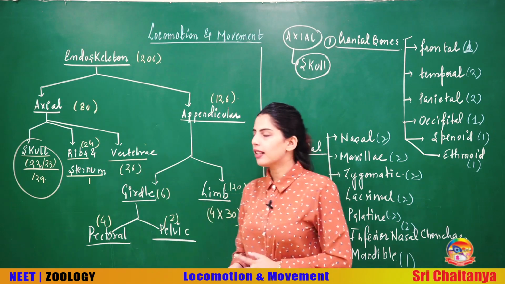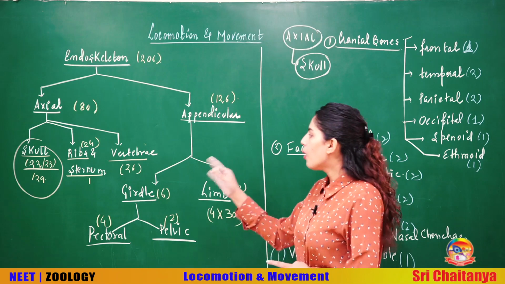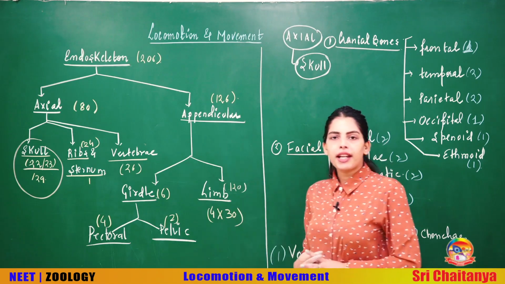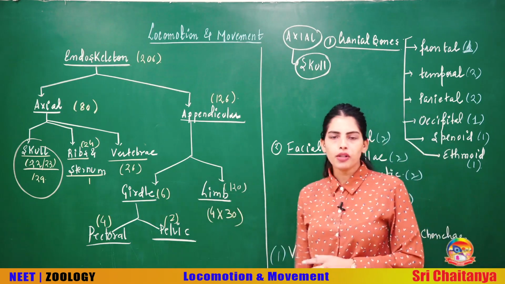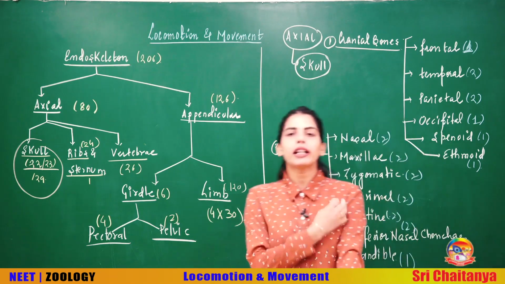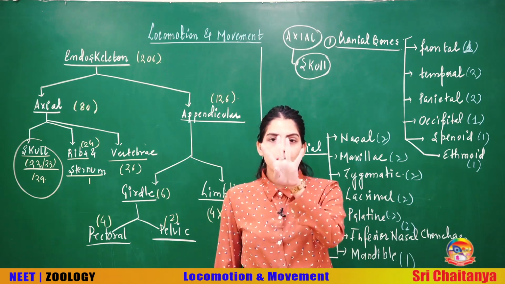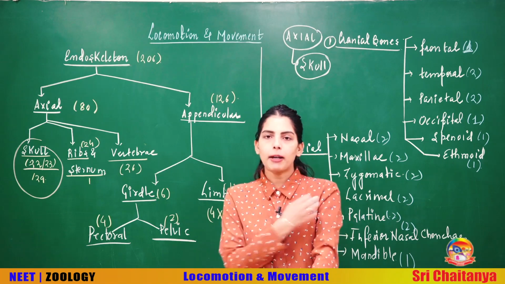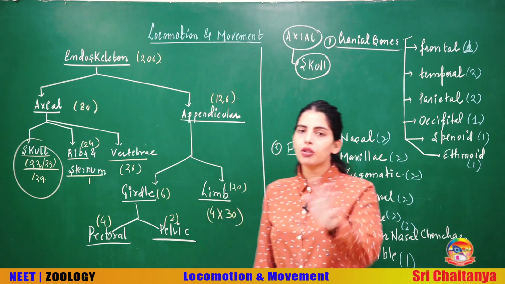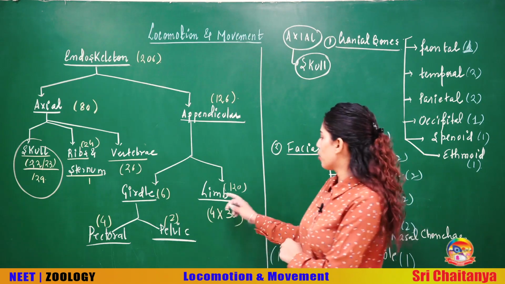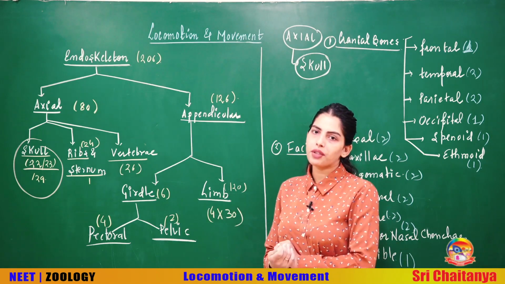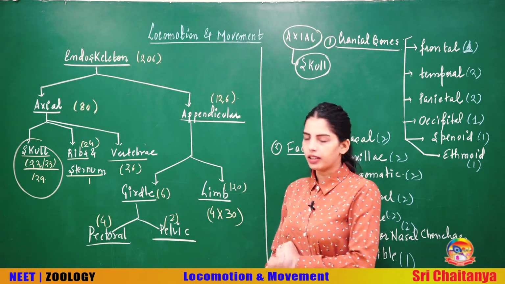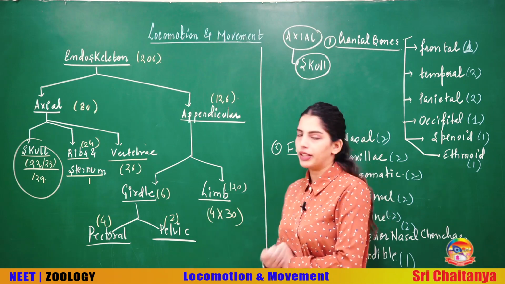Then you have ribs and sternum. Ribs are 12 pairs, so 24 in number. Sternum is 1. You have vertebrae, 26 in number. Talking about the appendicular skeleton, you have girdle bones and limb bones. You have 4 limbs in total, 1 pair of forelimbs and 1 pair of hind limbs. In each limb you have 30 bones, so 30 into 4 gives 120 bones. Talking about the girdle bones, you have the pectoral girdle and the pelvic girdle. The pectoral girdle has 4 bones and the pelvic girdle has 2 bones.